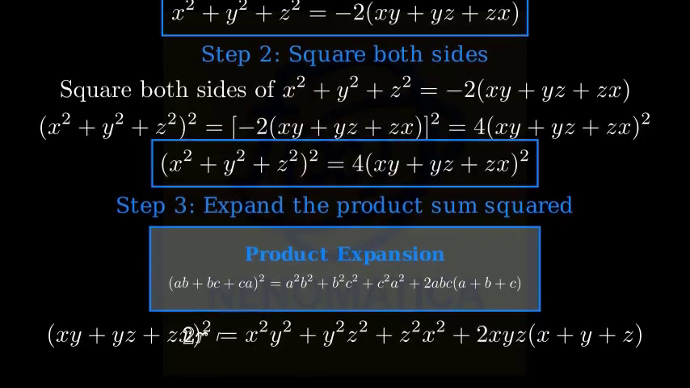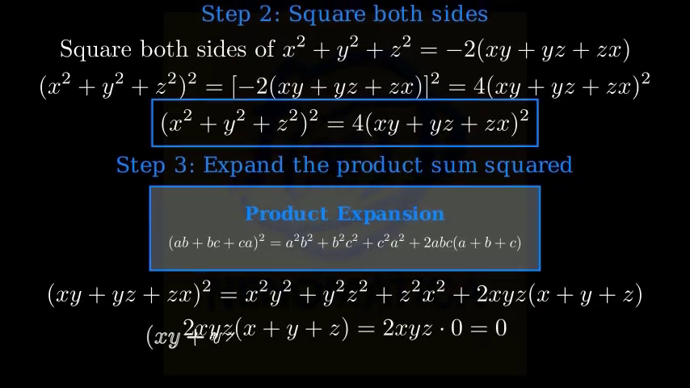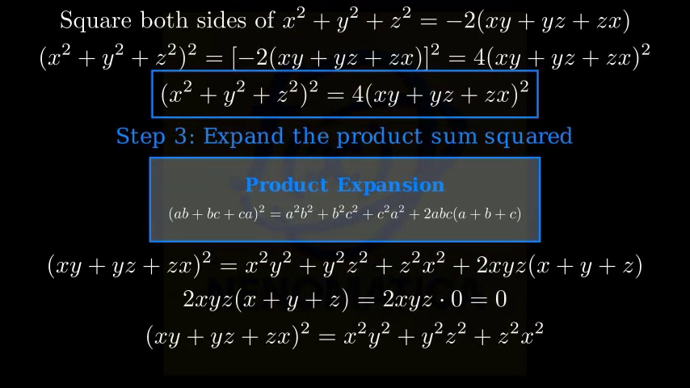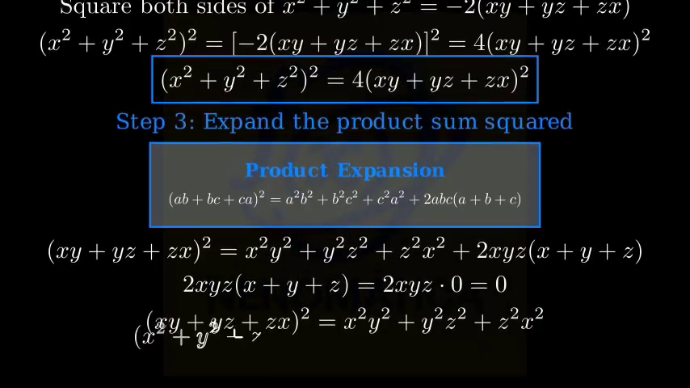Substituting this back into our equation from step 2, we get that (x squared plus y squared plus z squared) all squared equals 4 times the quantity (x squared y squared plus y squared z squared plus z squared x squared). Step 4. Now we need to find another way to express the square of the sum of squares.